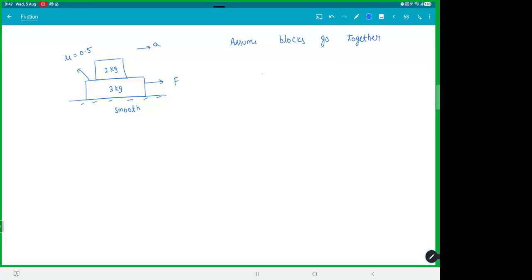So acceleration, yeah, this is 20. We are doing the first case. Acceleration will be 20 by 5, 4 meter per second square. Choose any one. I'll take the 2 kg guy. You can take any one. The friction must be forward for this one. So F is equal to 2a, that is 8 newtons. This is your required friction. Friction is saying, give me 8 newtons, I'll make sure they'll go together.